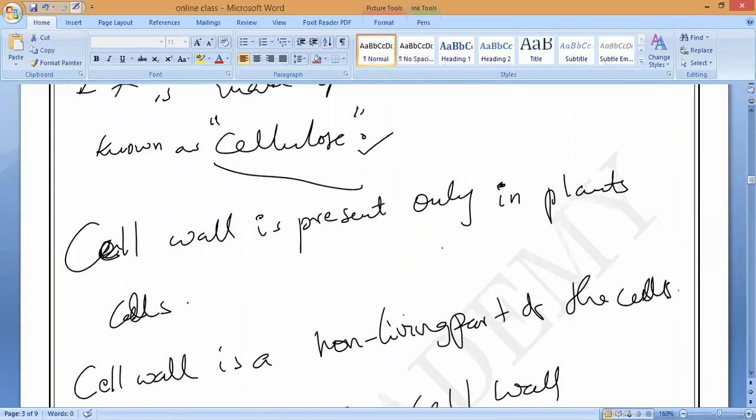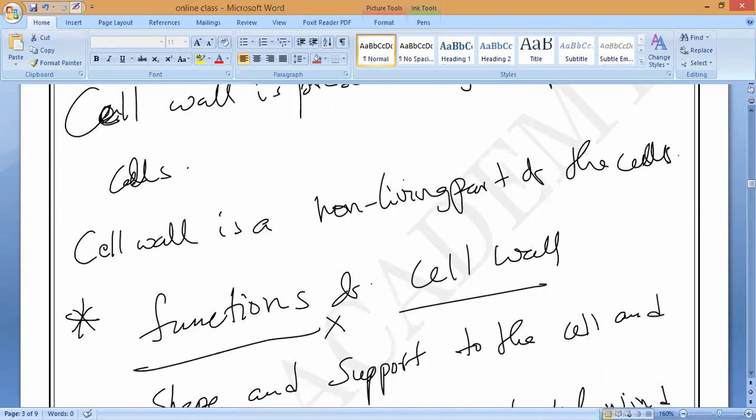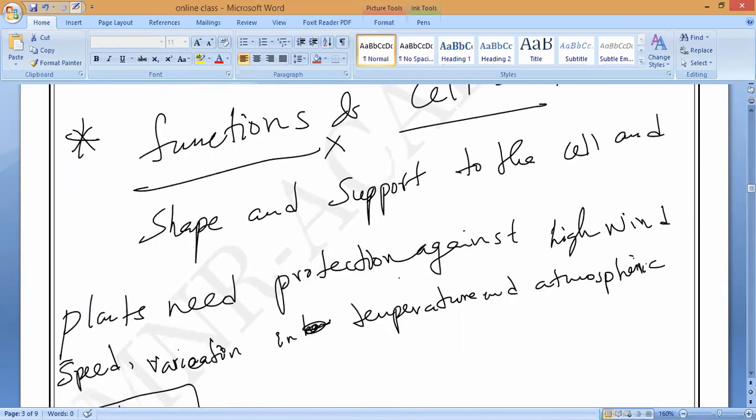So the cell wall is present only in plant cells and is not present in animal cells, as I have shown you already. Do you understand, all of you? This cell wall is made up of cellulose, which is a very tough, very hard material. So that is what we call the functions of the cell wall.